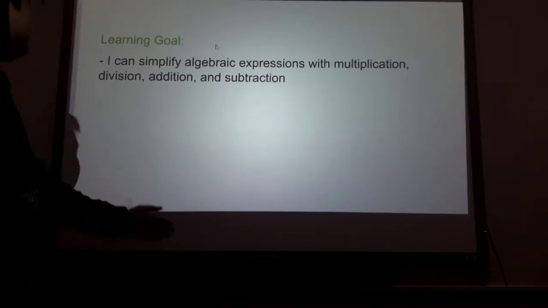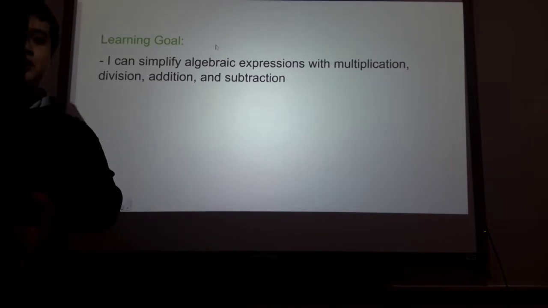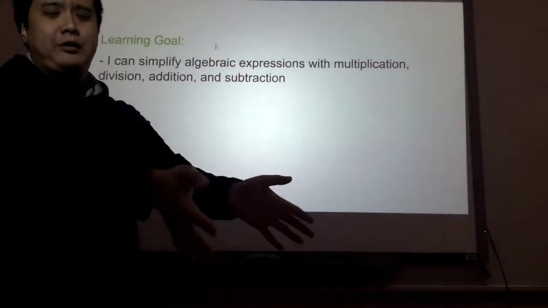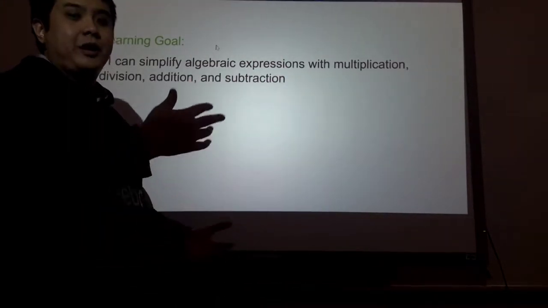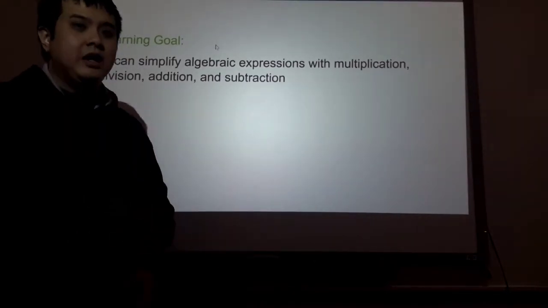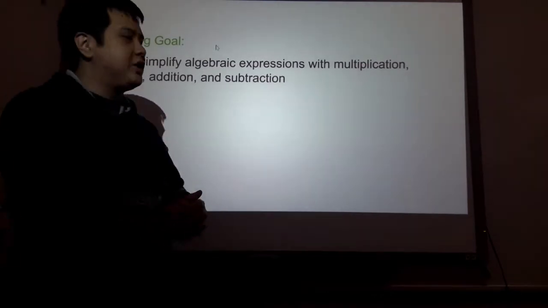Today's learning goal is I can simplify algebraic expressions with multiplication, division, addition, and subtraction. So far we've learned how to multiply a monomial with a binomial through a process called distribution. We've also learned how to reverse that process through factoring. And we've also learned how to combine like terms, which is addition and subtraction of algebraic expressions.